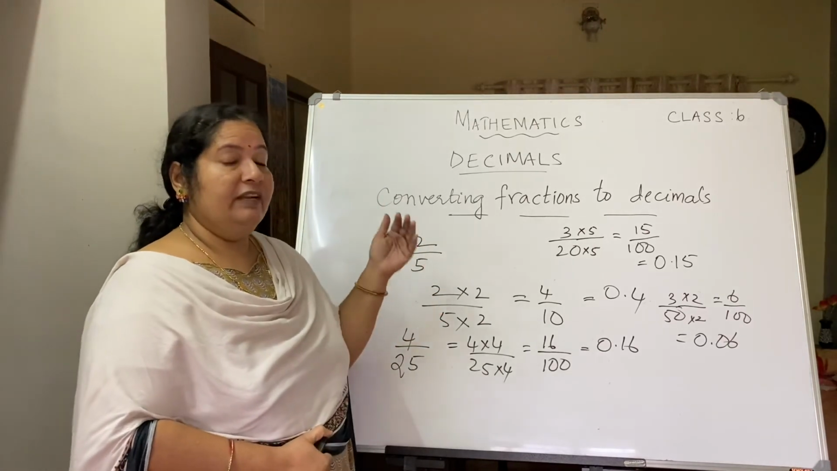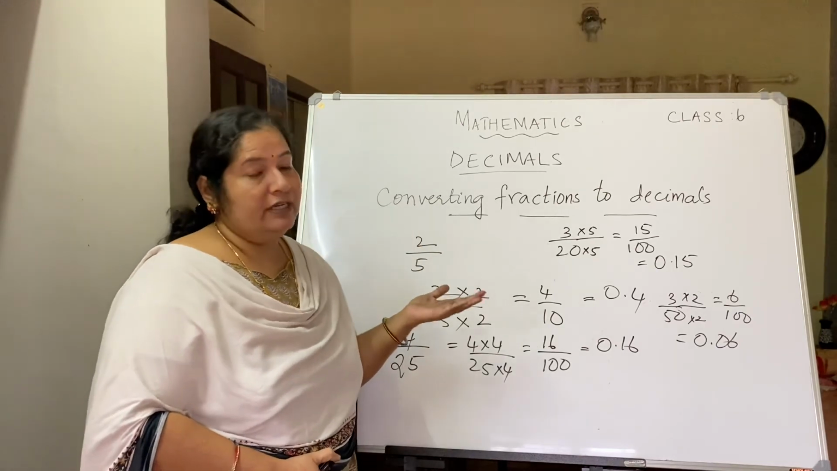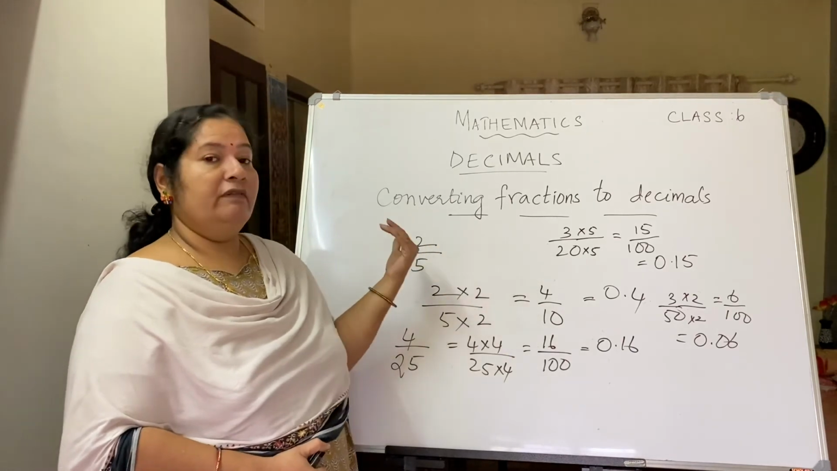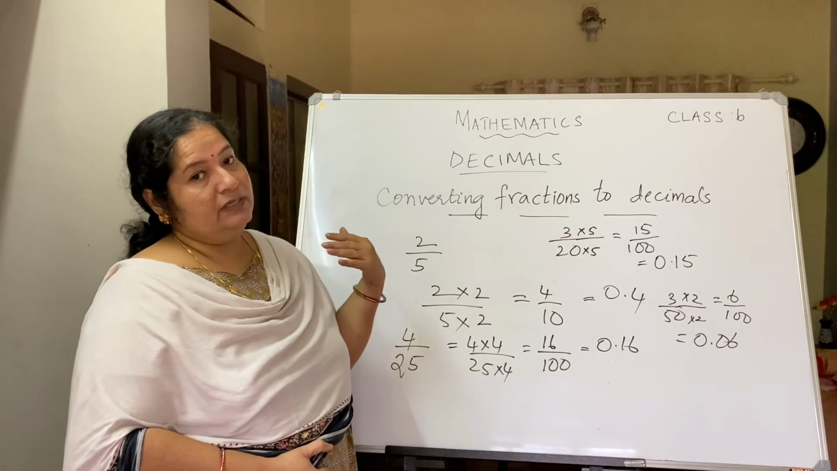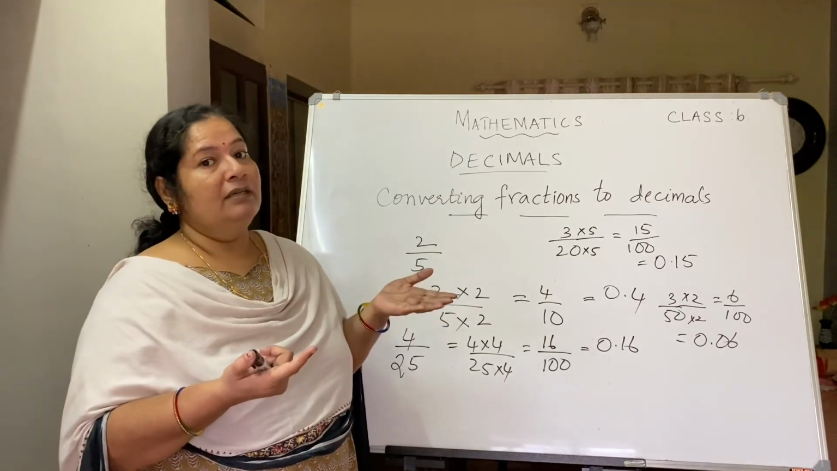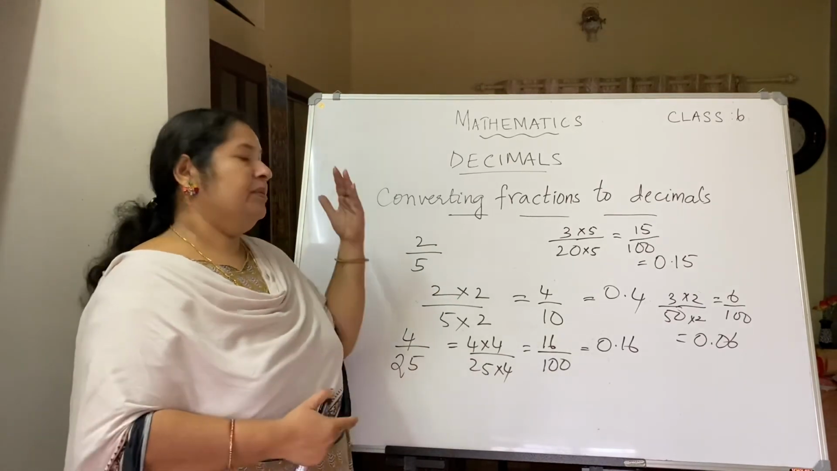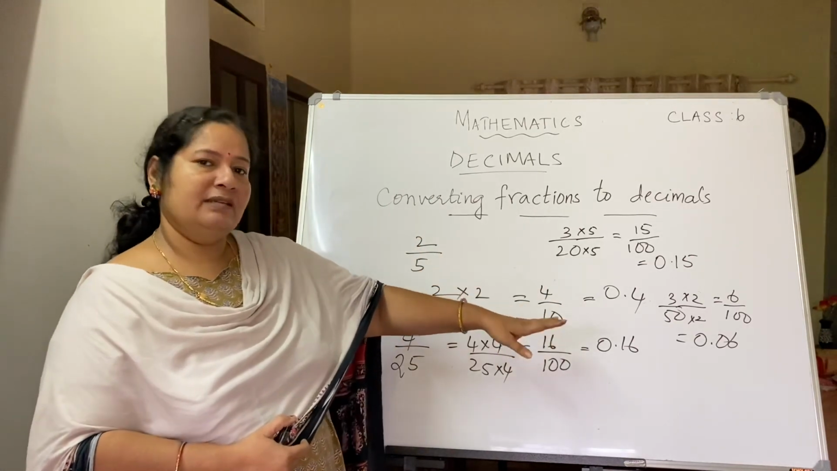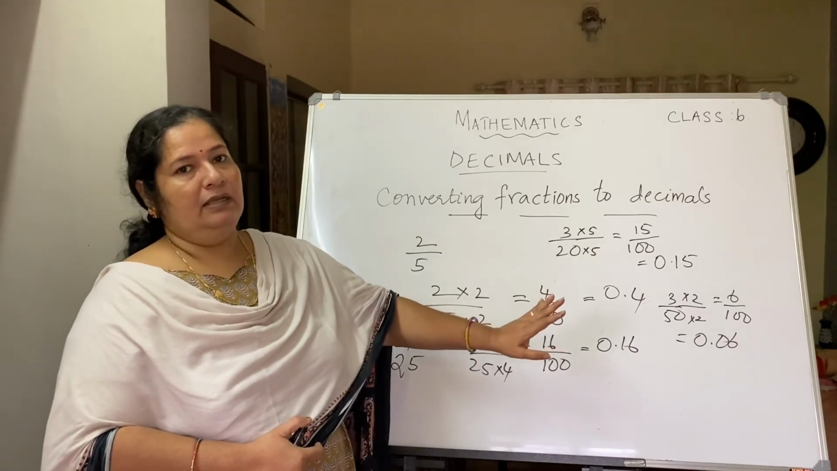Two types are there: when the denominator is 10, 100 or 1000, or when the denominator is a factor of 10, 100 or 1000. 10, 100 or 1000 we have learned earlier. Now we have learned if it is a factor of 10, 100 or 1000, what you should do: convert it into 10, 100 or 1000 by multiplying with the number which makes it 10, 100 or 1000. The same number is to be multiplied with the numerator also. So finally you will get a fraction with denominator 10, 100 or 1000. Then you convert it into a decimal. So hope it is clear for you.